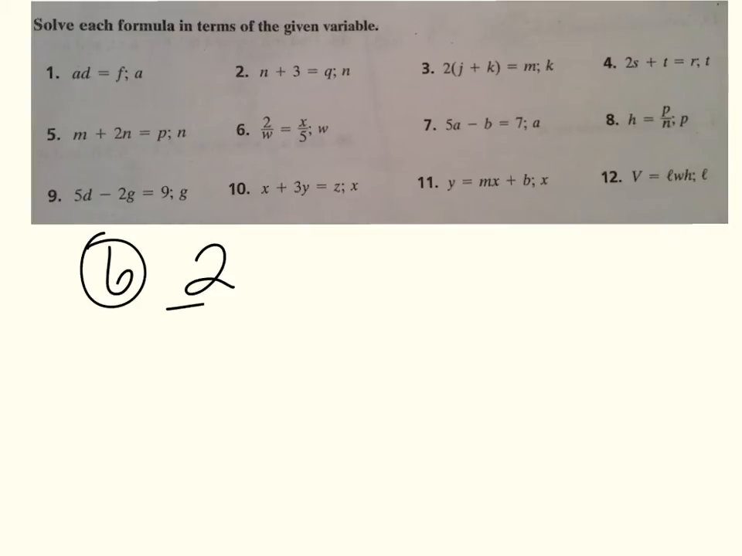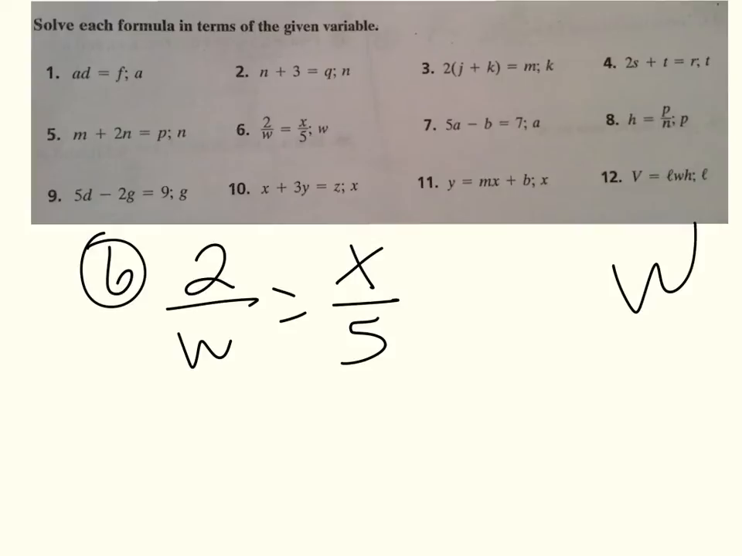We have 2 divided by w equals x over 5, and we want to get w by itself. Now, notice the position of w. W is in the denominator. So what we're going to do is we're going to bring that up. So let's go ahead and do this. We're going to multiply both sides by w. And that eliminates this side. We're left with 2 equals, now on top, we just multiply that straight across, xw over 5.